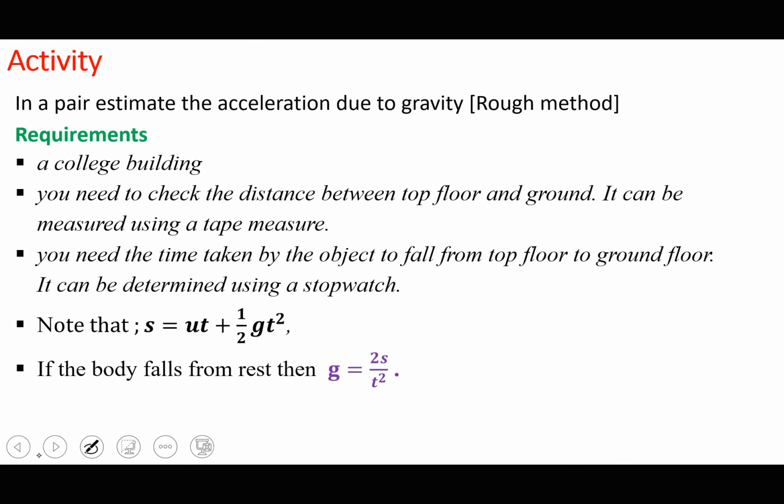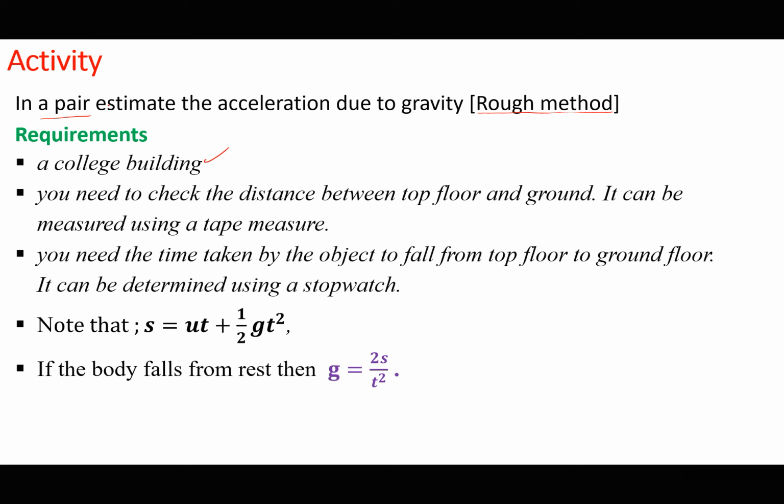Activity. So this activity, you can do it in your class, or your teacher can help you to do this activity. But A-level students do not need a teacher to do anything. I don't think they need a teacher to do anything. In a pair, estimate the acceleration due to gravity. You're going to use what I call a rough method. So you'll go to the top of your college building. You should be in a pair, of course, because one is going to drop the object, another one is going to press the start and stop the stopwatch for simplicity.